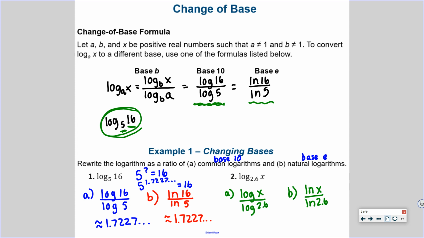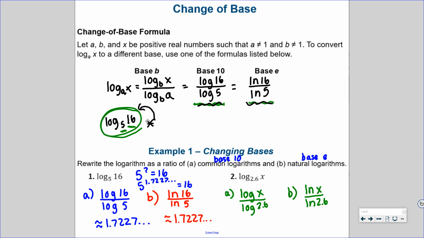Again, I've said this a couple times, but you won't use it a whole lot because your graphing calculator can do this operation. If you ever get a scientific calculator and you need to evaluate log base 5 of 16, you can use this change of base to figure out 5 to what power gives you 16. Okay, that's kind of the first property we're going to talk about.